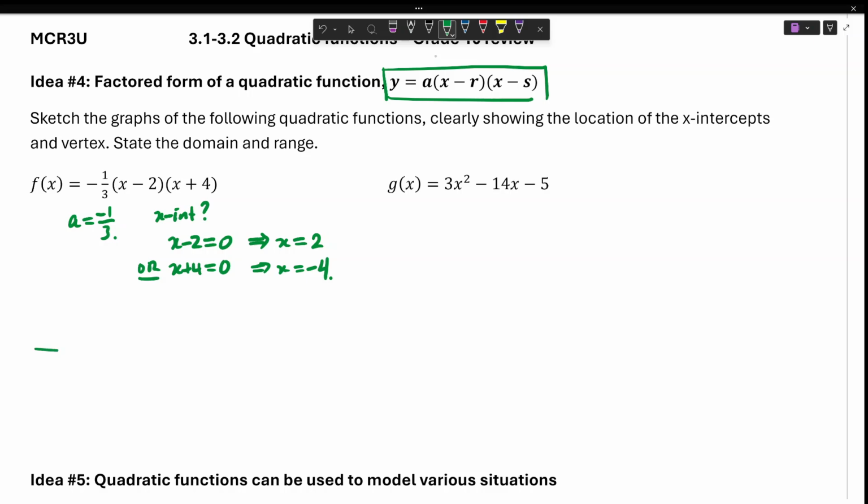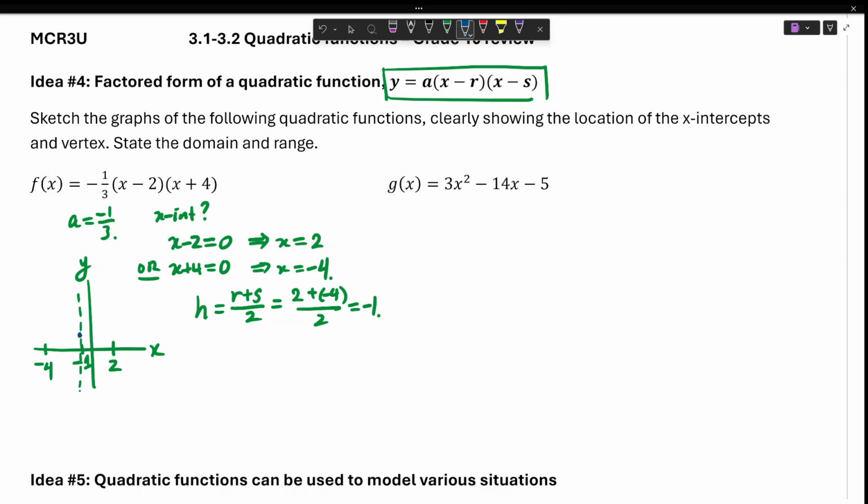So now we can draw a quick picture. 2 is here, negative 4 is here, and right in the middle is going to be our axis of symmetry. We already know that the h value should be the average of the two roots, which is 2 plus negative 4 divided by 2, which is negative 1. What else do we know? We know that it's concave down, so it should be something like this. And for some problems, that's all you need.